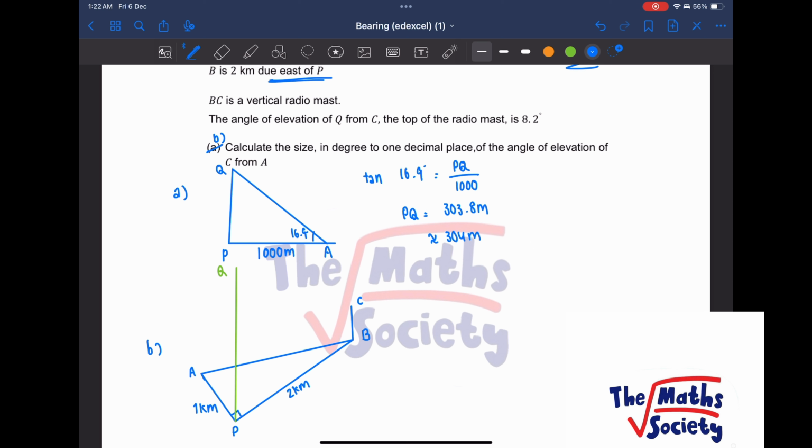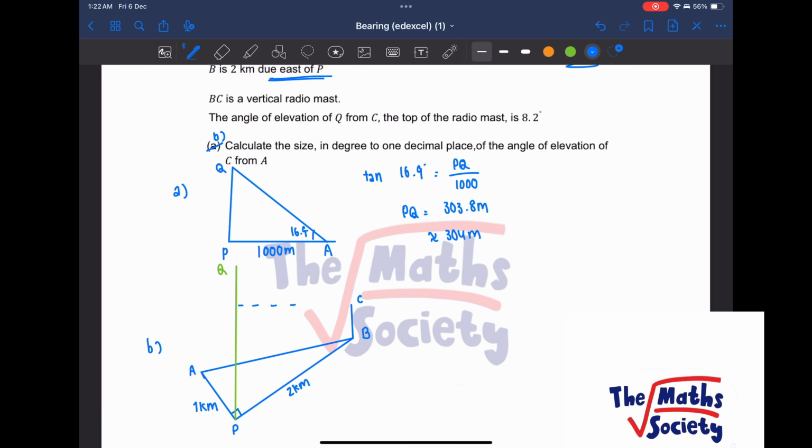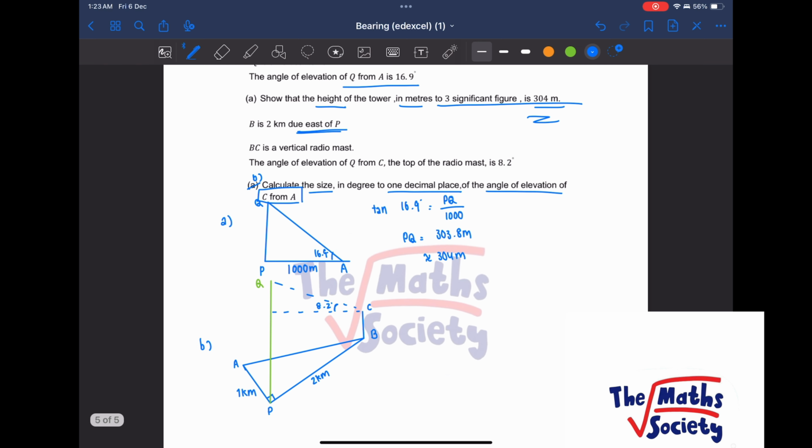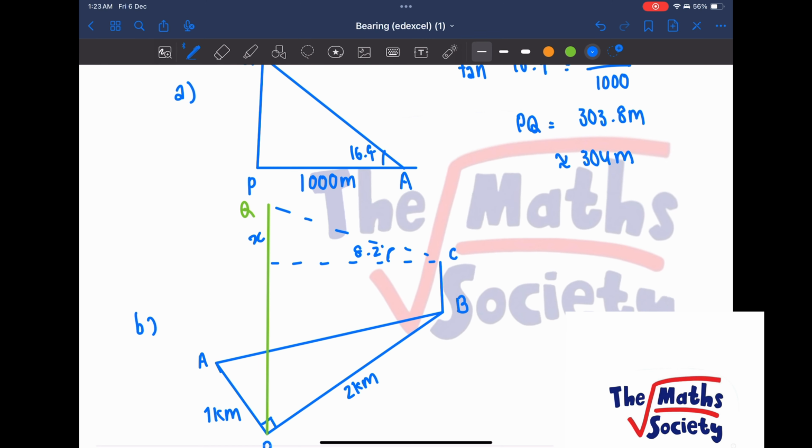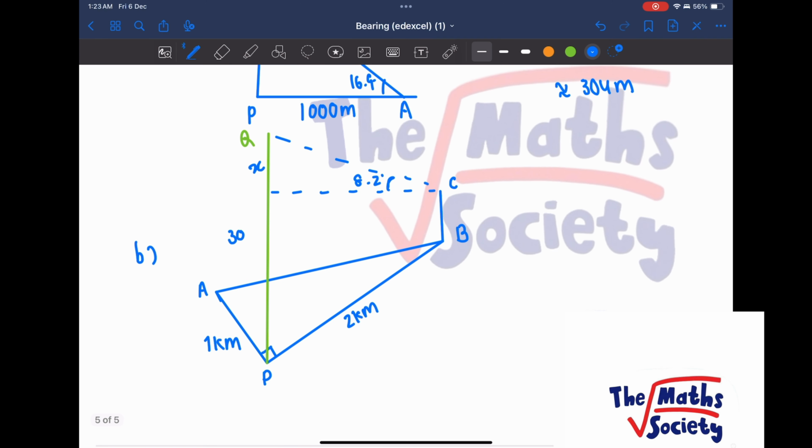So let's try to imagine this as a triangle. We know that this angle is 8.2 as they have mentioned. And it asks you to calculate, in degrees to 1 decimal place, the angle of elevation of C from A. So C from A, which we will join after. But first of all, we need to find X, which is this little part, because we know that this whole PQ is 304. So that we can find the length of BC.